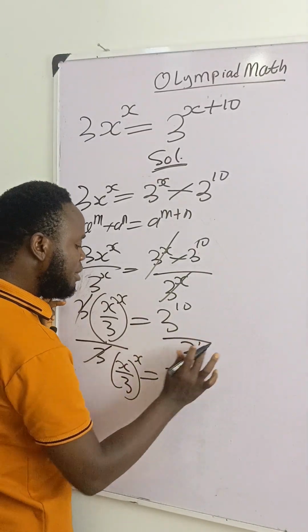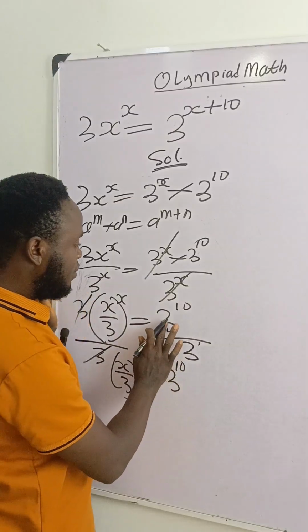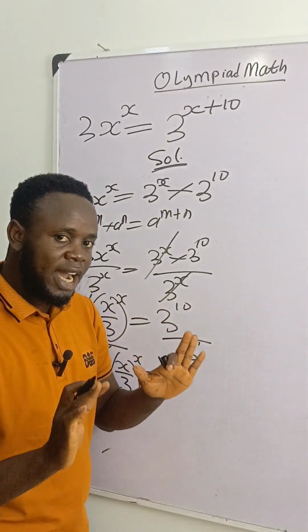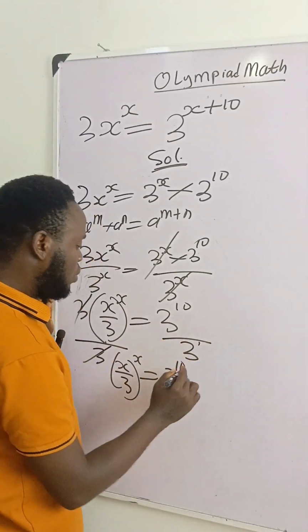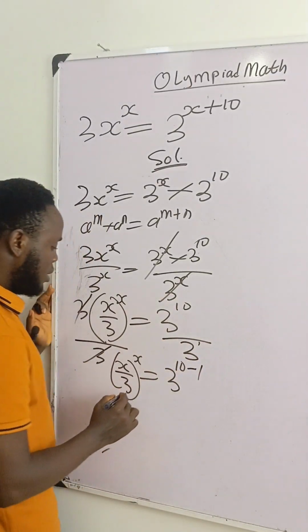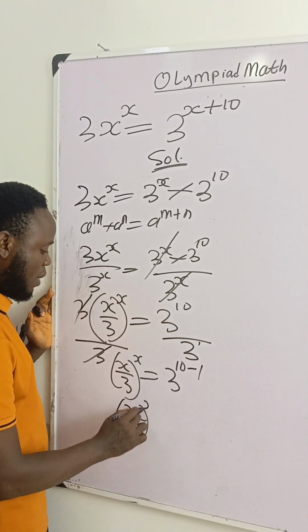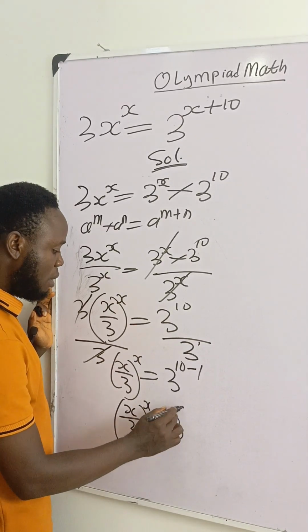over 3. You see, this line means division. And we have the base of this one is 3. This is 3 to the power 1, base is 3. So if the bases are equal and you have division, you subtract the exponents. That means that x over 3 raised to power x is equal to 3 raised to power 9.